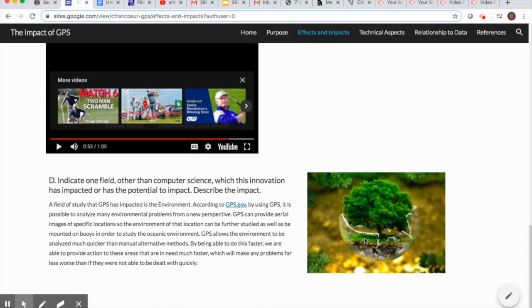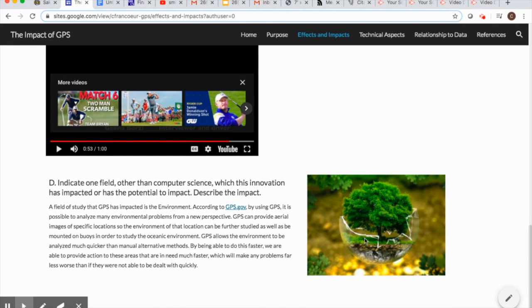So now moving on, indicate one field other than computer science which this innovation has impacted or has the potential to impact. So a field of study that I chose was the environment. GPS has made it possible to analyze many environmental problems from a new perspective, and it has allowed the environment to be analyzed much quicker than manual alternative methods.